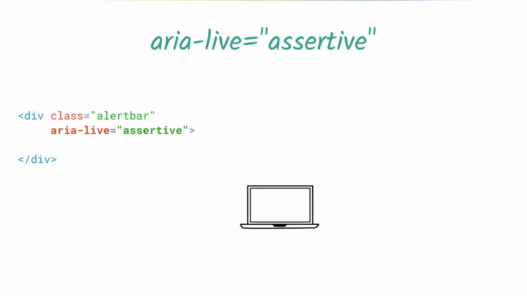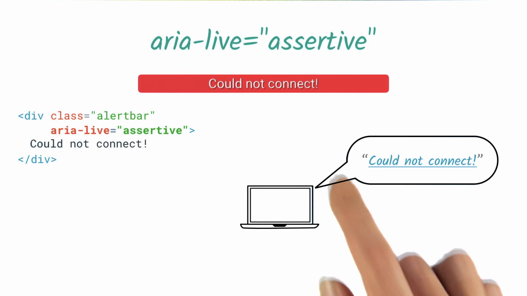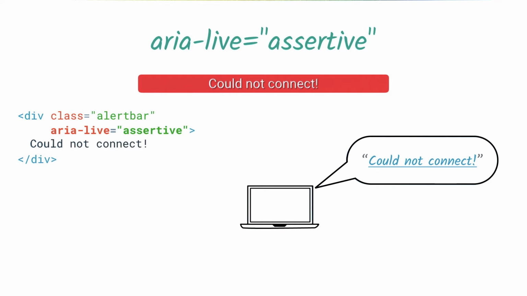aria-live equals assertive tells assistive technology to interrupt whatever it's doing and alert the user to this change immediately. This is only for important and urgent updates, such as a status message like "there has been a server error and your changes are not being saved, please refresh the page," or updates to an input field as a direct result of a user action, such as buttons on a stepper widget.